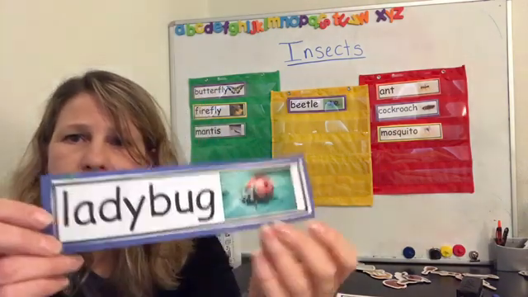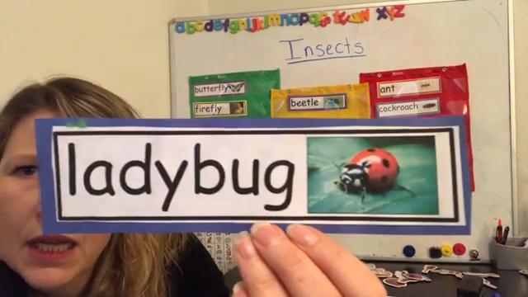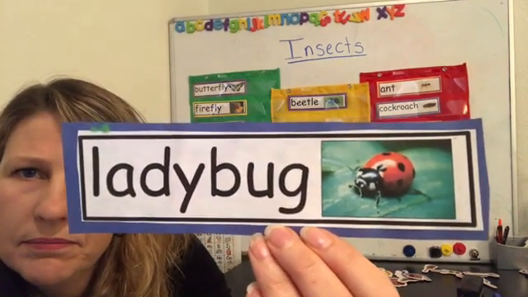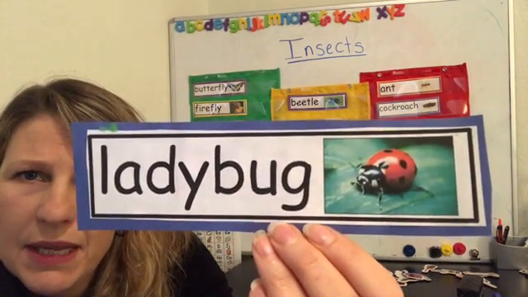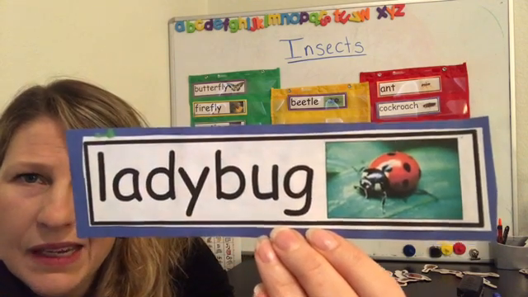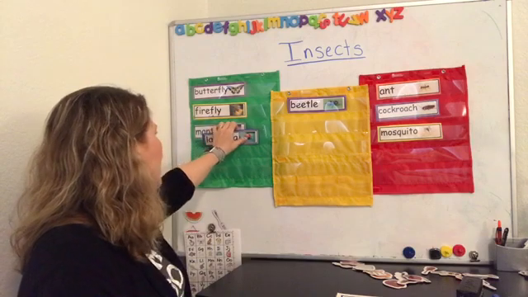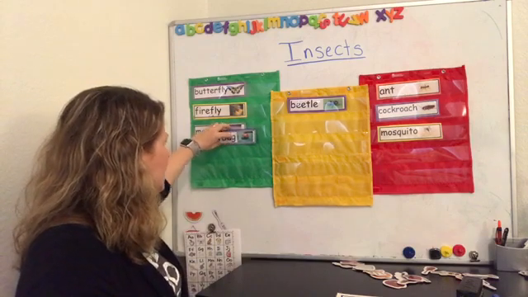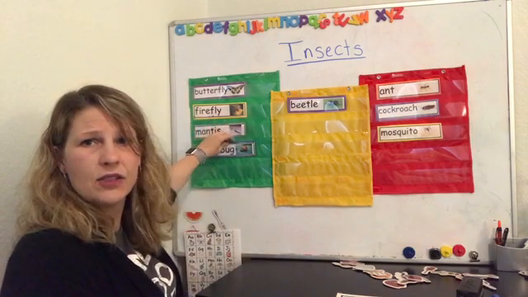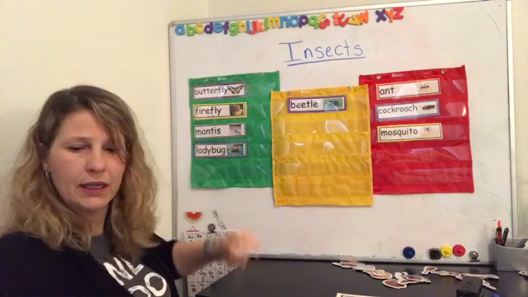This one is called a ladybug. Ladybug. Ooh. There, starts with that L. There's my ladybug. I like him. He's kind of cute. Cute little ladybug. He's red with black spots. He's got some antennas and his 6 legs. So I like the ladybug.